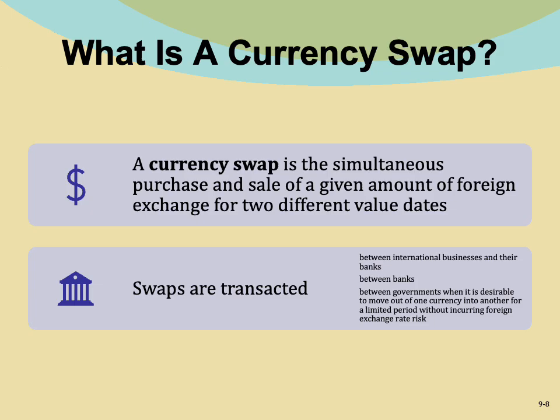The third type of hedging strategy is the currency swap. The currency swap is the simultaneous purchase and sale of a given amount of foreign exchange for two different value dates. Swaps are transacted between international businesses and their banks, between banks, and also between governments, when it's desirable to move out of one currency into another for a limited period without incurring foreign exchange rate risks.